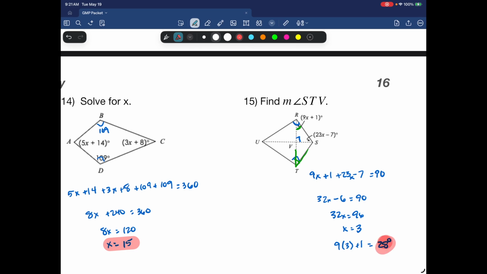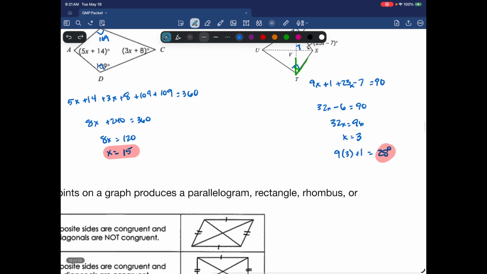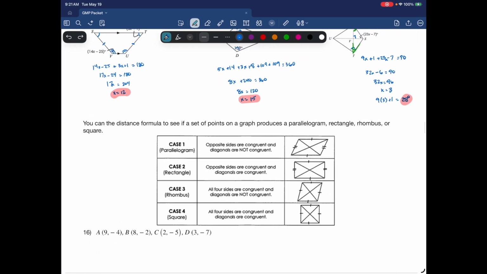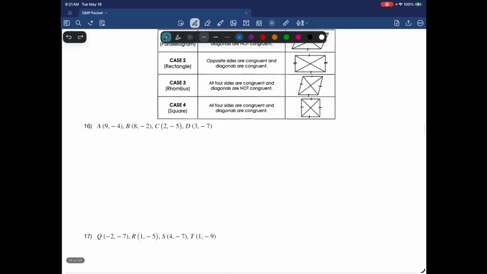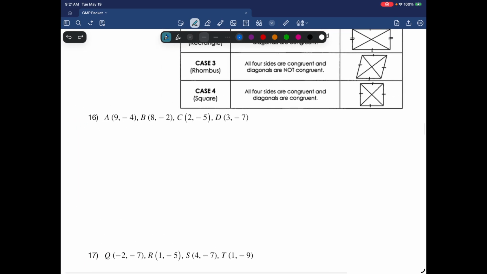Now, it is helpful and a little more advanced if you prove using points in a coordinate plane whether you have a parallelogram, rectangle, rhombus, or square, like proving some of these figures to be true. So for 16 and 17, we're going to use the distance formula. So I'm looking for AB. I think all four sides. So AB, BC, CD, and AD. And that's going to tell me about my sides.